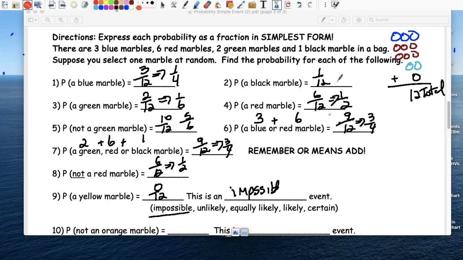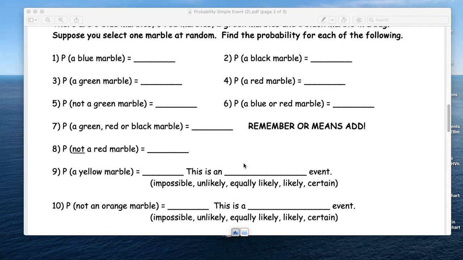Not orange, well, not orange, that's okay. It's the blue, the red, the green, and the black, so that is 12 out of 12. And this is a certain event, 100% guaranteed to happen.